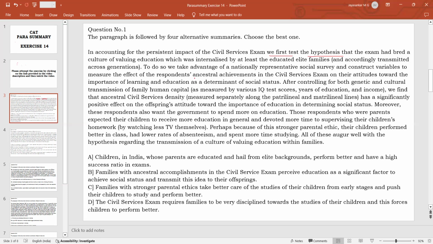That is called ancestral achievements, and how that has affected the attitude of the respondents towards the importance of learning as a determinant of social status. So this is the purpose of the survey: to find out whether the achievements of their grandparents, parents or forefathers in the civil services exam have given the families importance regarding education and how it determines social status.